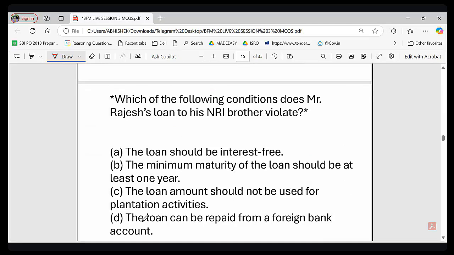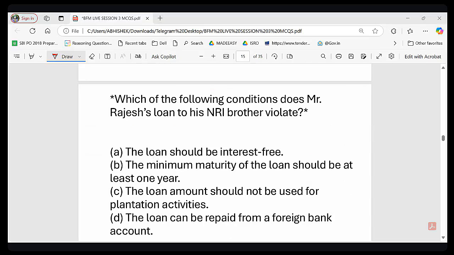Please note that in this question more than one option can be correct. It is not like only one option is correct. More than one option can be correct, like A and B, B and C, like that. So type your answer in the chat. Do you think it violates any one condition or two conditions or none at all? What do you think?